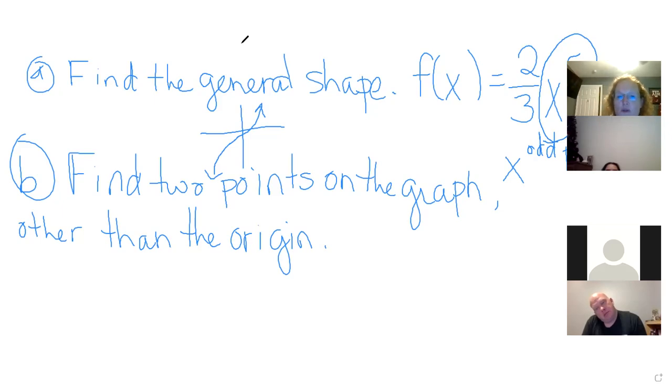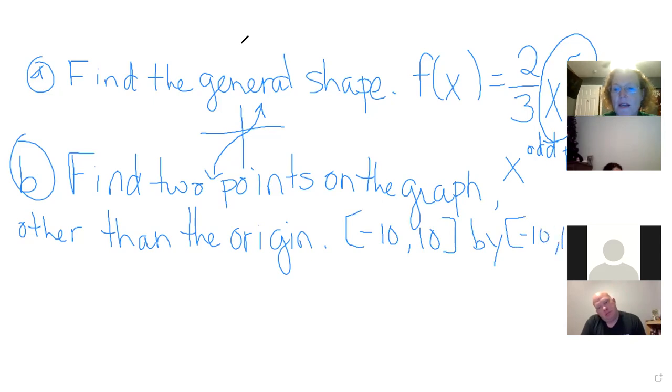But now what you have to do is pick 2 points on the graph other than the origin. And what they also tell you is they give you this, and this always bugs people. They have to say it has to fit in this. And people really get panicky about this. So I'm going to tell you, don't panic at all. All this means is that your points have to be somewhere in between -10 and 10.